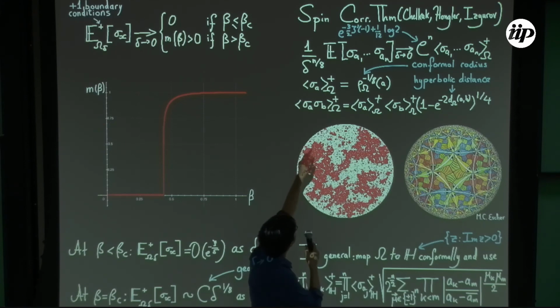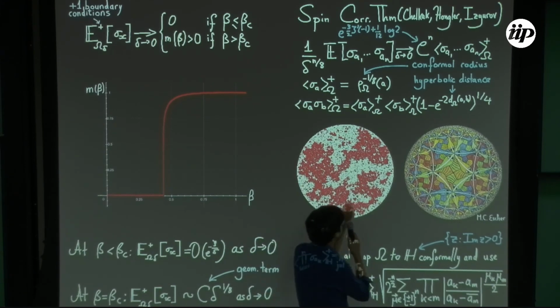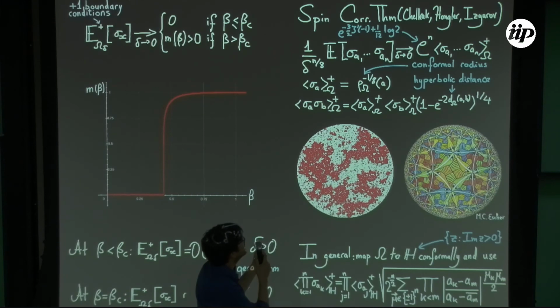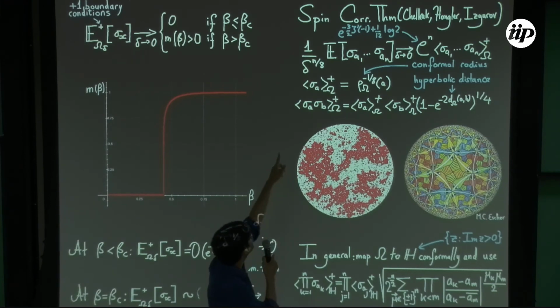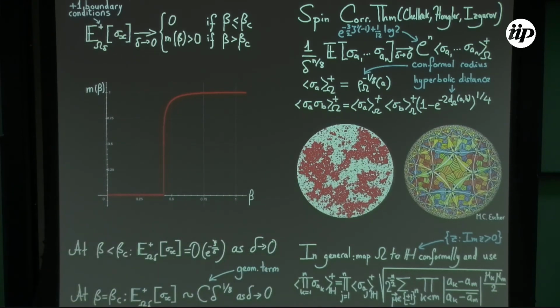If you look at n locations in your domain and look at the correlations, and you ask how they behave as the mesh size δ goes to 0, what you get is that they decay like a power law, naturally, like δ to the power of the number of points over 8. And if you renormalize by that, you converge to continuous objects, which are the objects that conformal field theory predicted about 20 years ago for bounded domains.